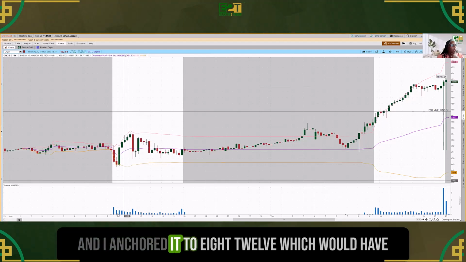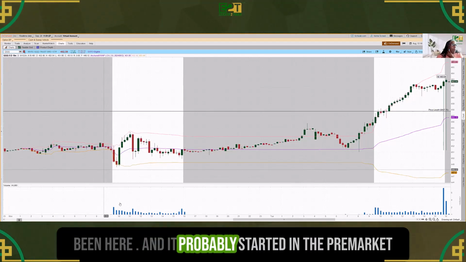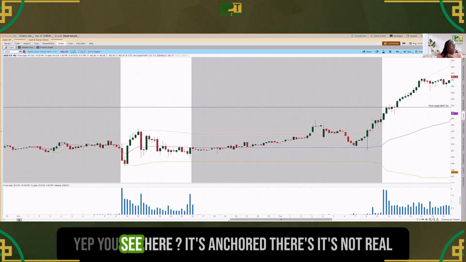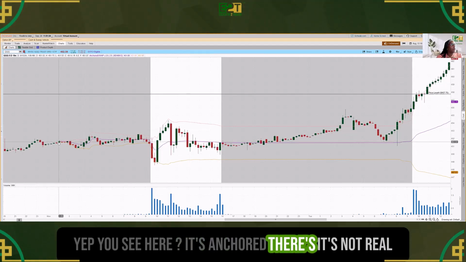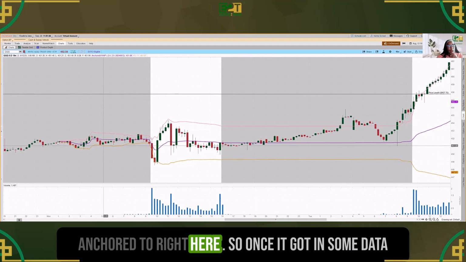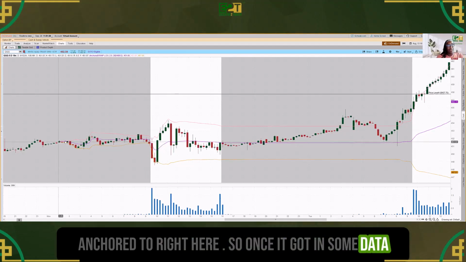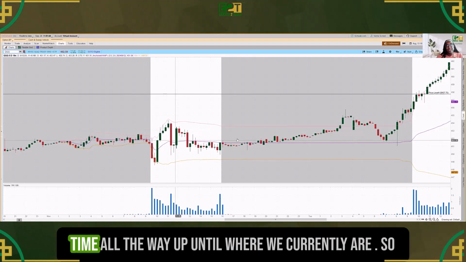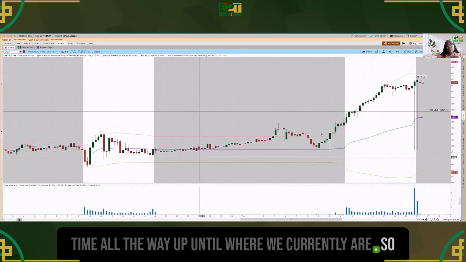And I anchored it to 8/12, which would have been here. And it probably started in the pre-market here. Yep, you see here? It's anchored there. It's not real clear because it may need to be a little darker, but it anchored to right here. So once it got some data here, then you got it forming for the rest of the time all the way up until where we currently are.